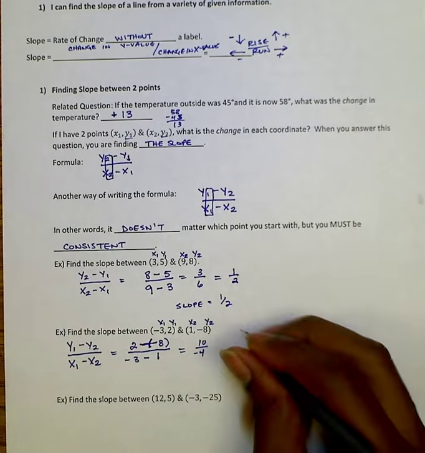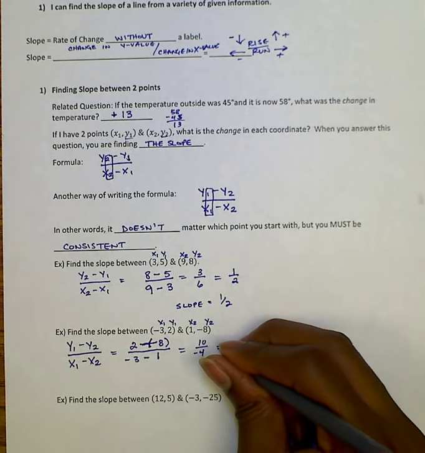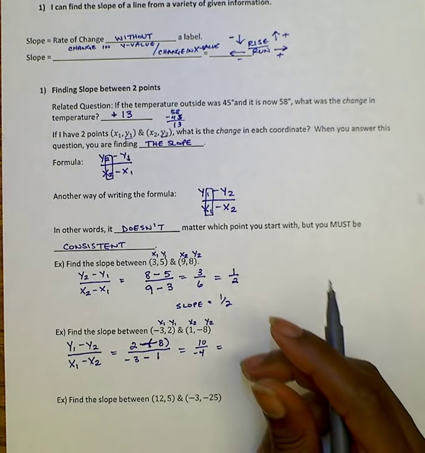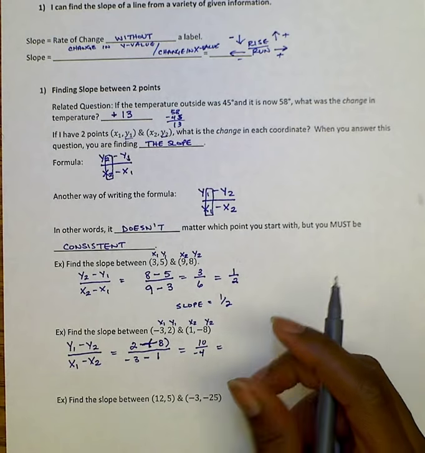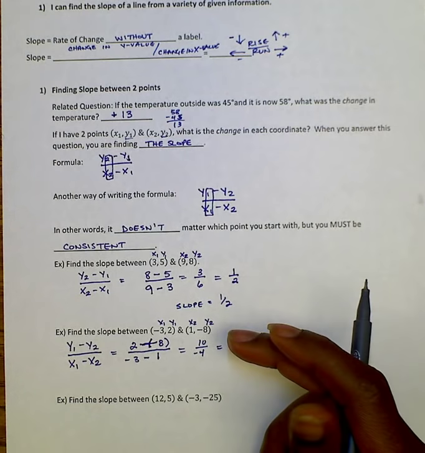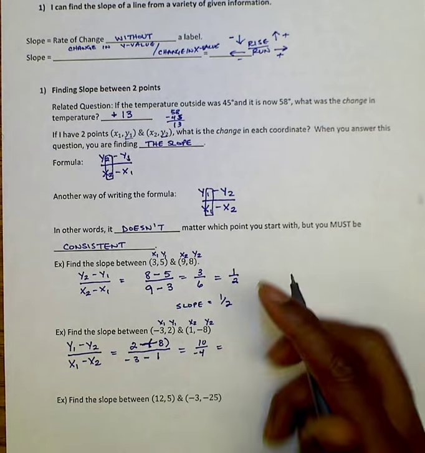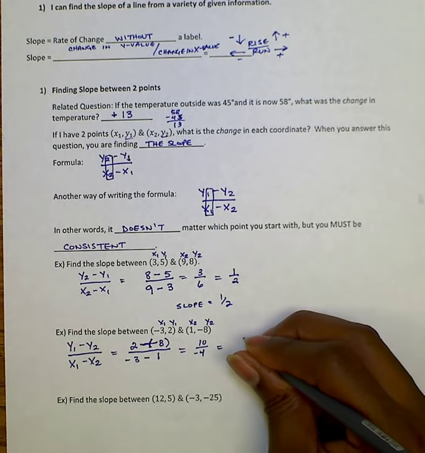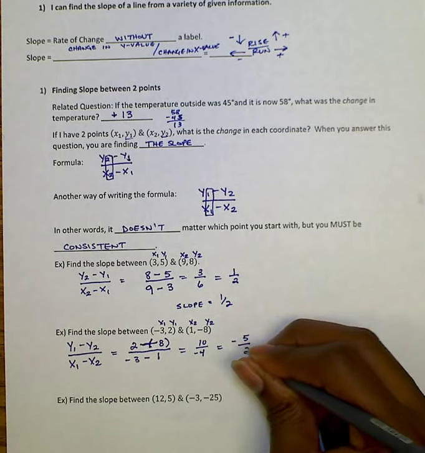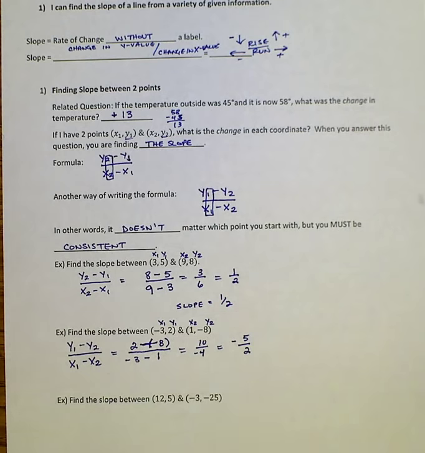Again, I'm going to want to simplify. And when I say simplify, we will not use mixed numbers. We will use improper fractions, which means that we'll keep it as just a fraction. No whole numbers are getting out. So I'm going to see what can go into both of these. It'll be negative 5 over 2. Okay. And so here's our slope.